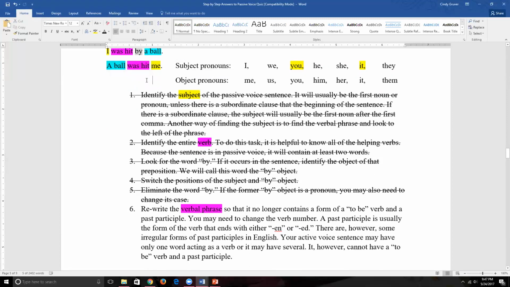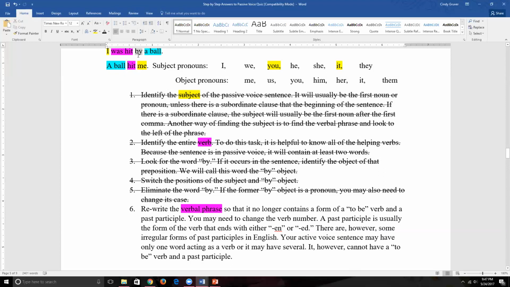Okay, well, in this case, we can just remove the was. A ball hit me. That means the same thing as I was hit by the ball. Hit is the past participle, but as is often the case, when we have a past participle, it is in the same form as the past tense verb. This sentence was in past tense. So we can simply say, a ball hit me, and we have a correct sentence.